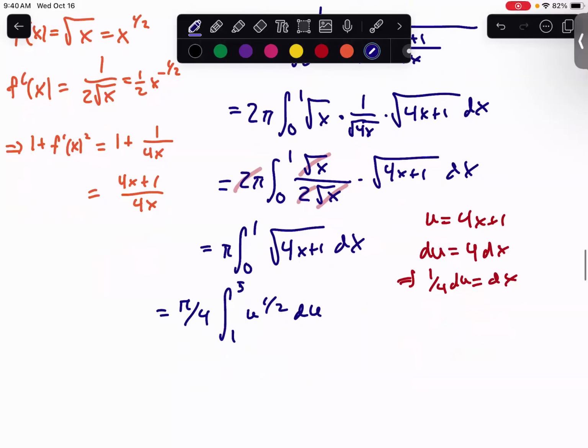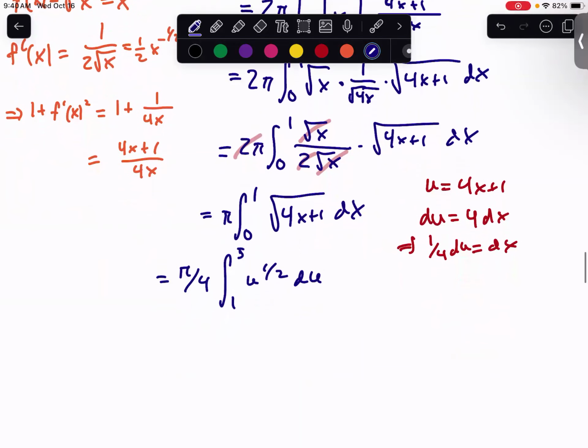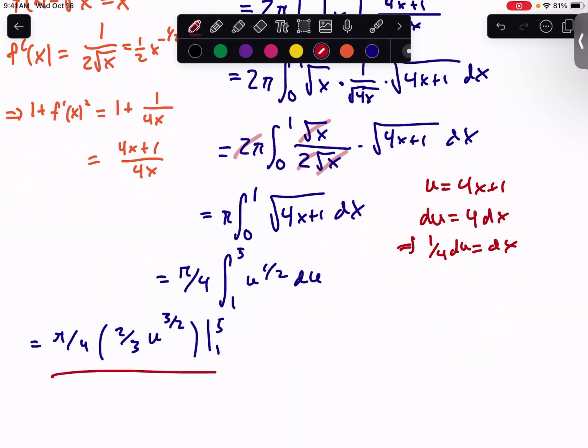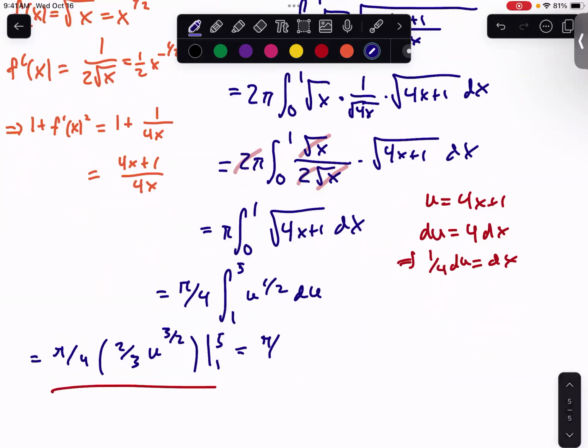And then from here, it's just a matter of integrating. This is going to be equal to pi over 4 times 2 over 3 times u to the 3/2 power, evaluated from 1 to 5. You can leave your answer like this. If you plug in 5 and 1 and multiply things out, you end up getting pi over 6 times 5 times the square root of 5 minus 1, like this.